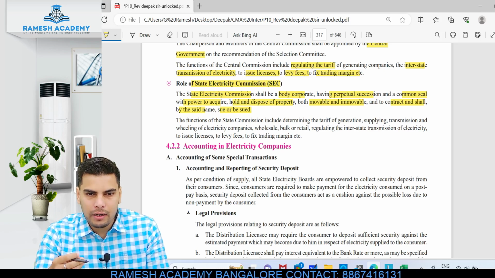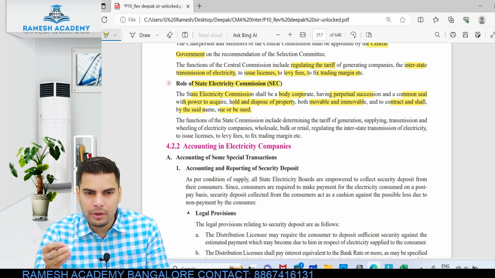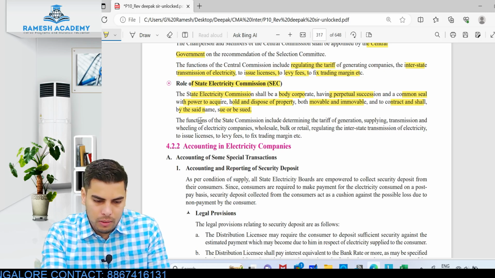Exactly the same paragraph, right? Even this would be considered as a company which has perpetual succession, a common seal, and a separate name. It will be treated as a body corporate. So even this can purchase any property in its own name. It can sue somebody or get sued. So let's talk about the functions.